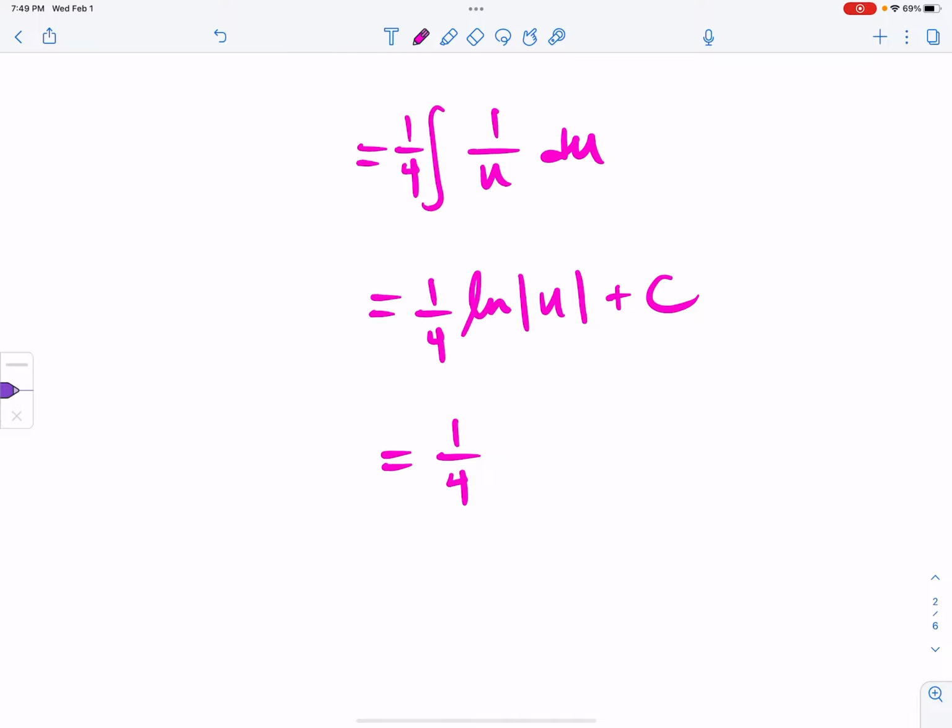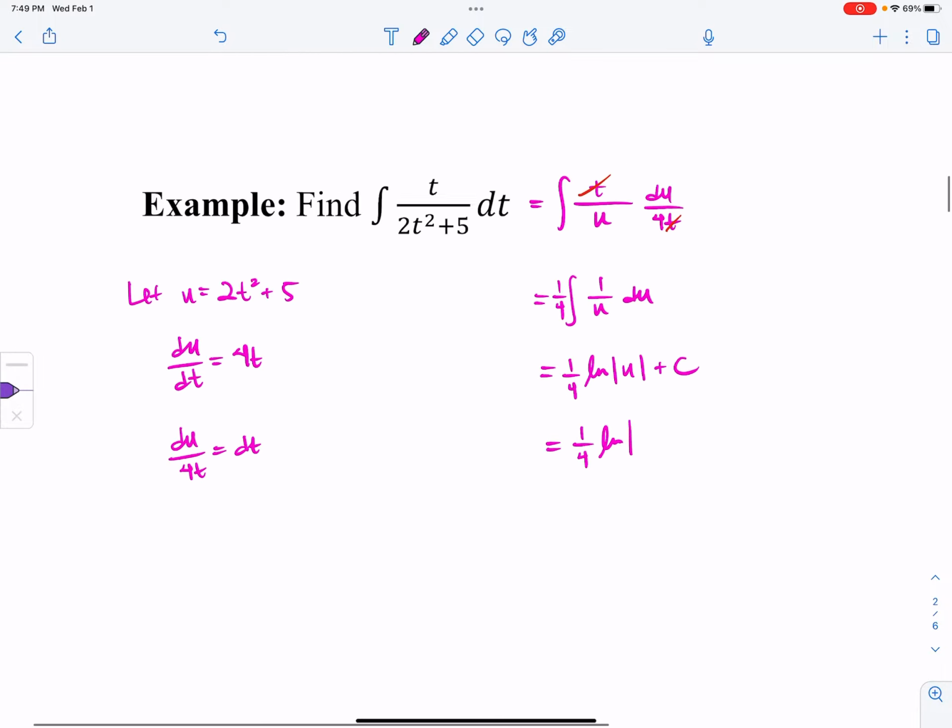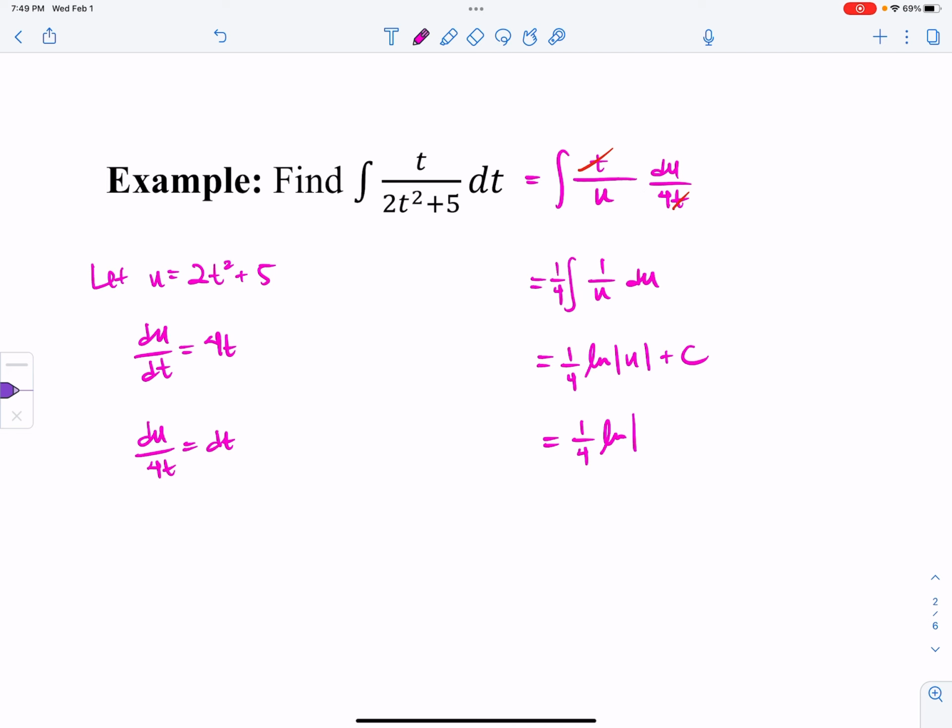And then substituting the u back in, and again, we will go over the integral of 1 over u being the natural log of the absolute value of u. We will go over that in chapter 5. That's not something I'm expecting you to know yet.